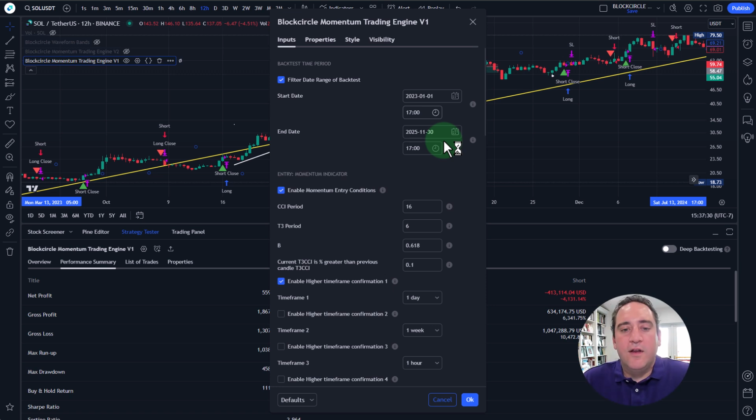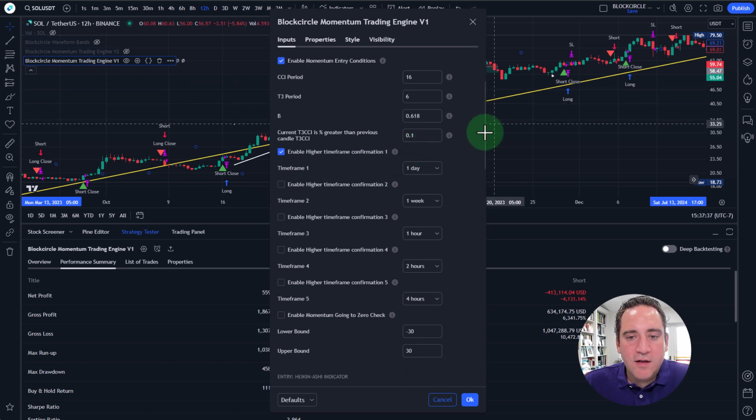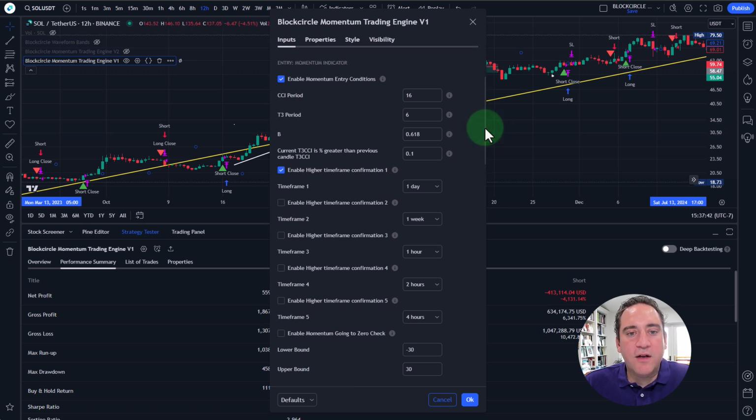So for us, in version 1, everything is momentum based, but one of the main conditions is whether or not you want to use the Blockcircle momentum entry condition. Whether you want to look at the CCI, the commodity channel index, or a stacked moving average called T3, whether you want to modify the period, and what type of threshold you want it to take into consideration for momentum. Do you want it to be 10% greater than the prior candle, or 20%? How selective and exclusive do you want to be?